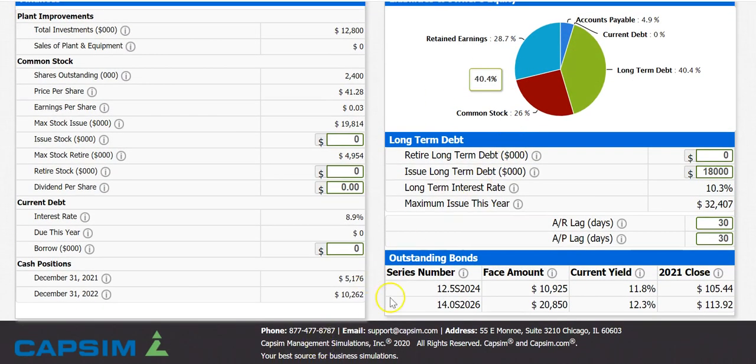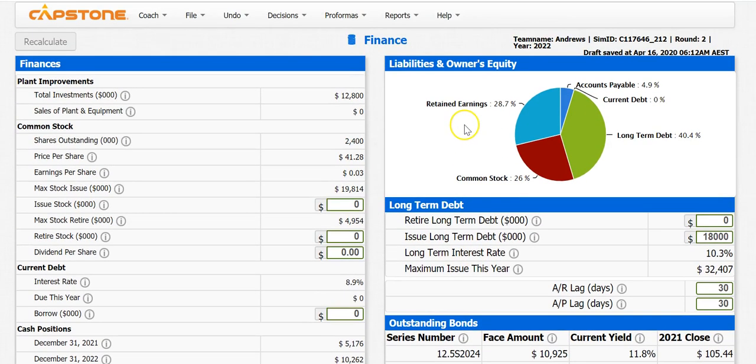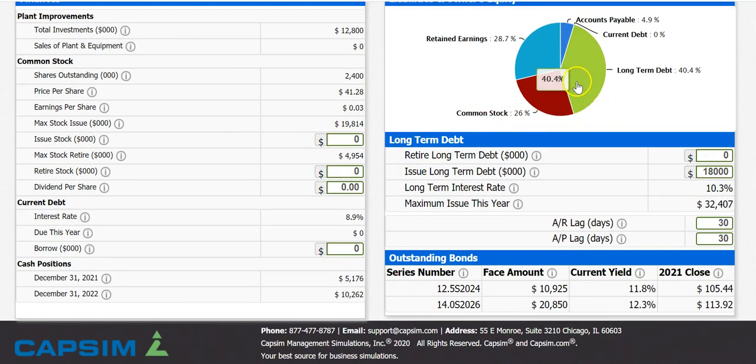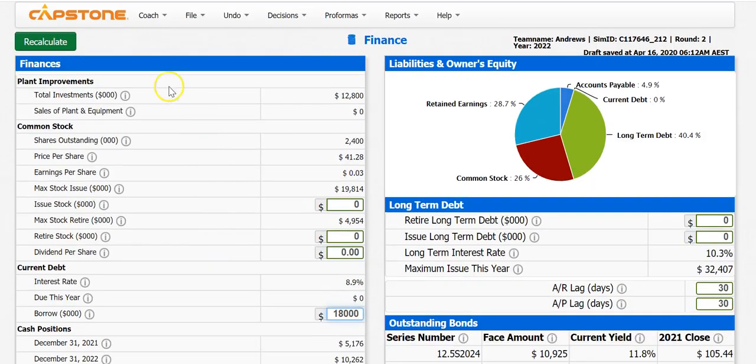Leverage is good. Everything's looking really nice. Problems with days of working capital. My issue is that I've got long-term debt. I need to increase my current liabilities to get that balance right. How do I do it? I simply do this. I get rid of 18 there, and I put 18 million over here in current debt. I recalculate.